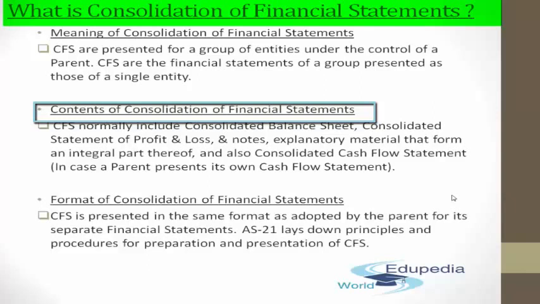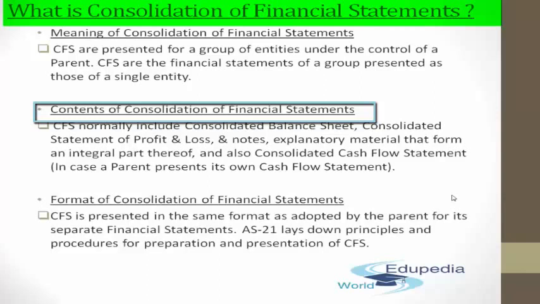The only thing which has changed here is the word consolidated. Before the balance sheet, P&L, notes, and the cash flow statement, a word has been prefixed to each of them, that is, consolidated. So in this case, that will be the consolidated balance sheet, consolidated statement of P&L, notes and explanatory material that form an integral part thereof, and the consolidated cash flow statement. I hope you're clear with the contents the consolidated financial statements will have.